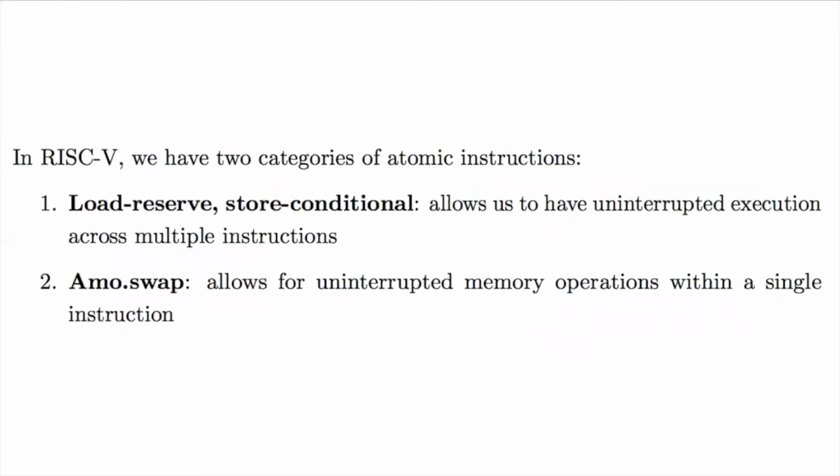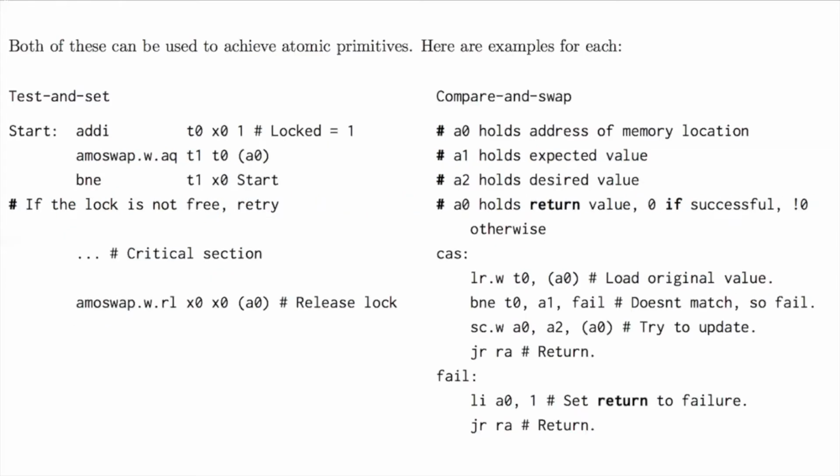In RISC-V, we have two categories of atomic instructions. One is load reserve, store conditional, which allows us to have uninterrupted execution across multiple instructions. The other is amoswap, which allows for uninterrupted memory operations within a single instruction. Both of these can be used to achieve atomic primitives. Here are examples for each. We'll be going more in depth with these examples as we explore the concepts surrounding them.